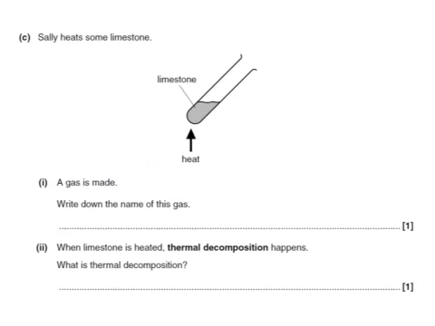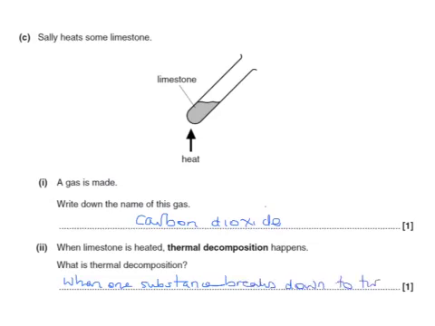Sally heats some limestone. A gas is made. Write down the name of this gas. The gas is carbon dioxide. And when limestone is heated, thermal decomposition happens. What is thermal decomposition? This is when one substance breaks down to two or more substances when heated. I have to say that when heated bit.